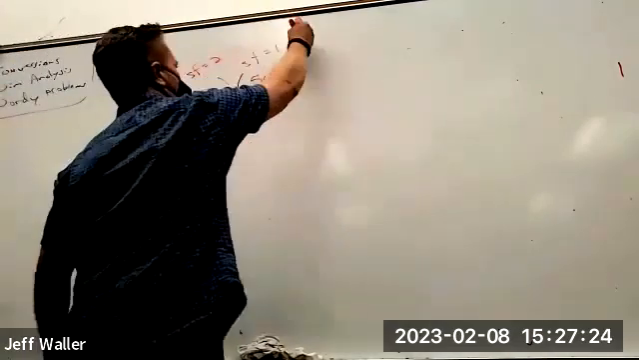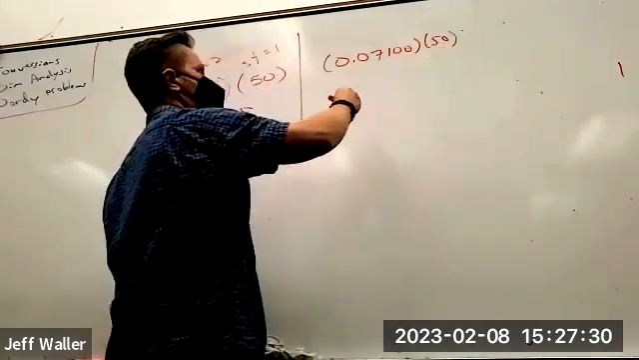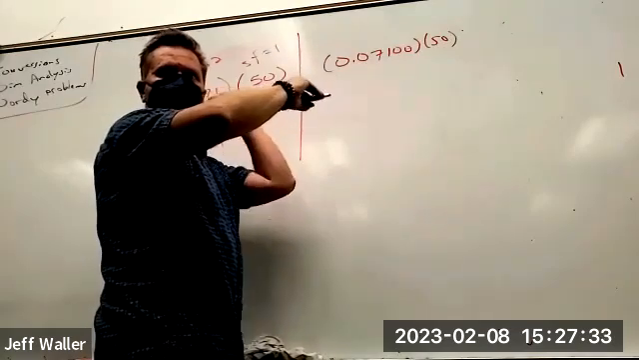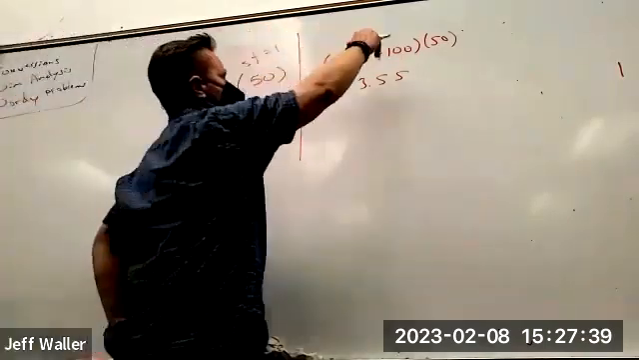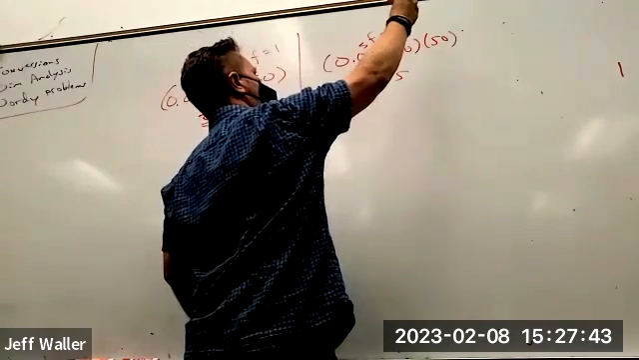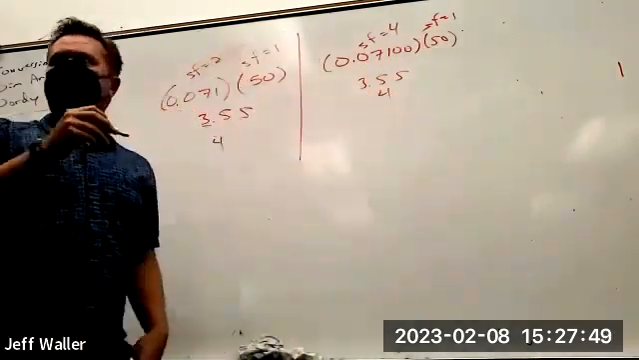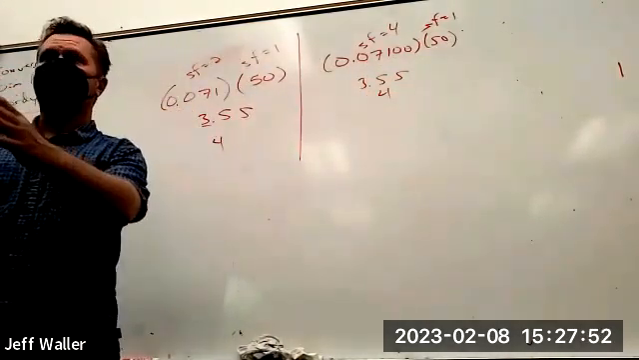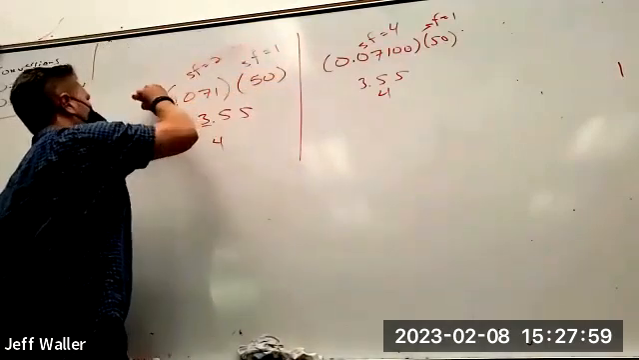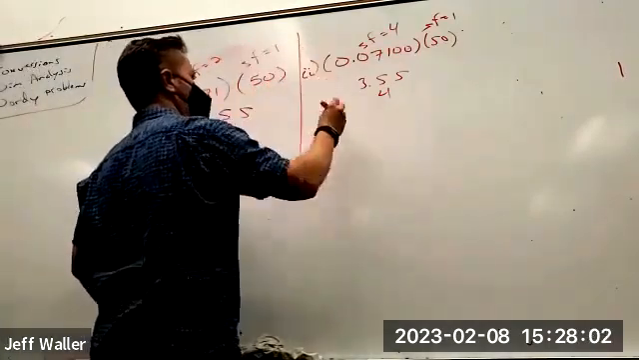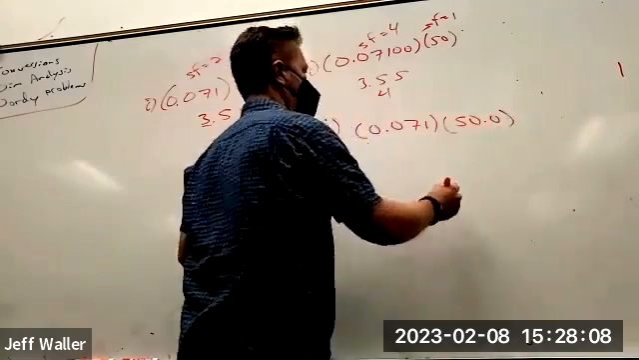So watch what happens if I do this: 0.07100 times 50. It's still 3.55, correct? But now how many sig figs is here? 4. 1. So this is still going to be 4, right? If I wanted the answer to be something other than 4, I need to increase the weakest guy. So let's say it was 0.071 times 50.0.